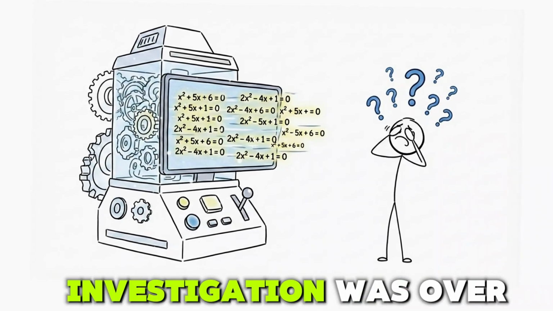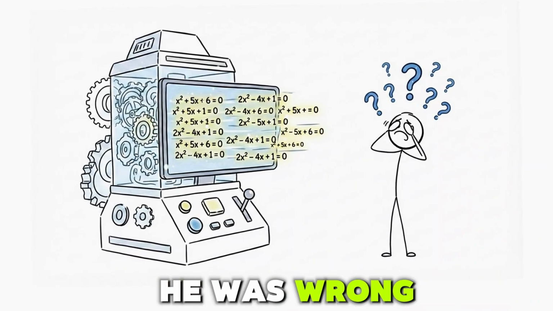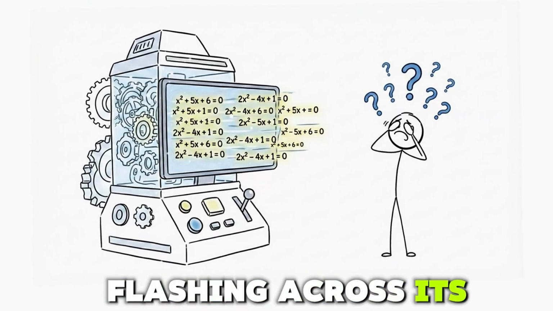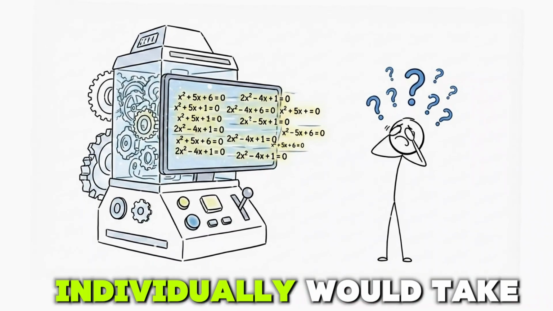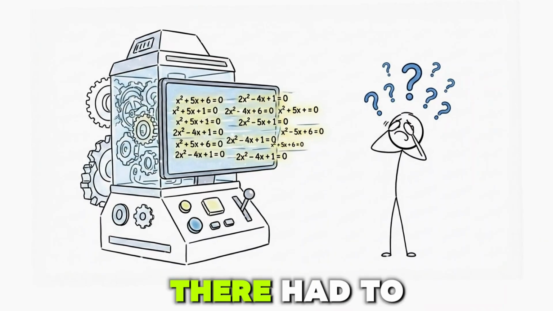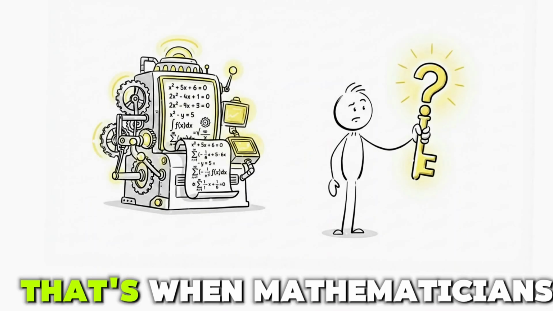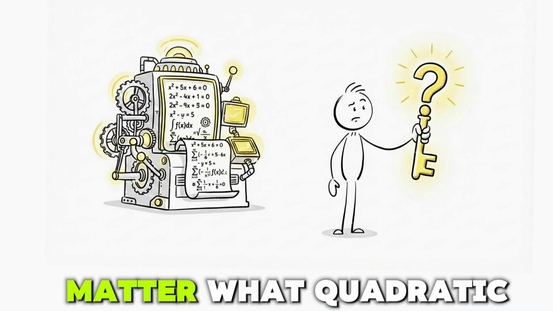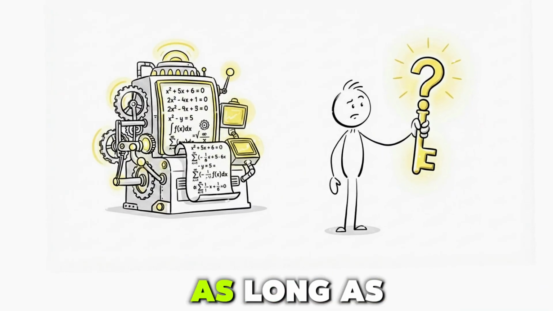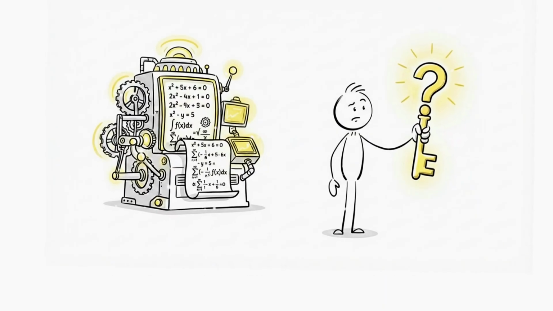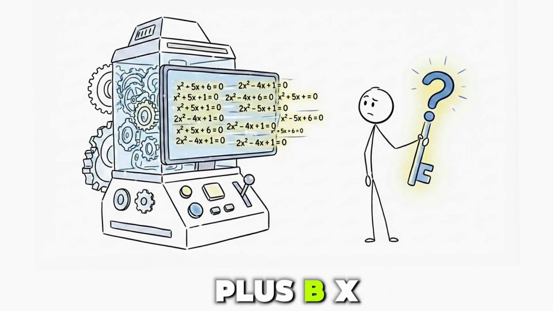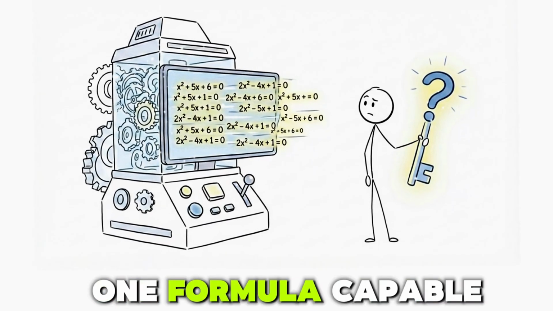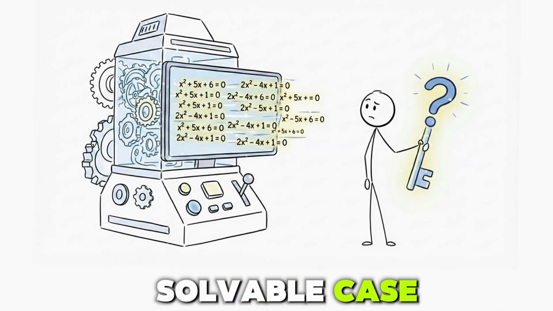Stickman thought the investigation was over. He was wrong. A final machine appeared with hundreds of different quadratic equations flashing across its screen. Solving each one individually would take forever. There had to be a universal key. That's when mathematicians discovered something extraordinary centuries ago. No matter what quadratic equation appears, as long as it's written in the standard form, ax squared plus bx plus c equals 0, there is always one formula capable of unlocking every solvable case.